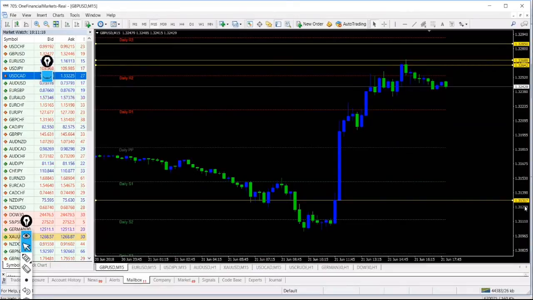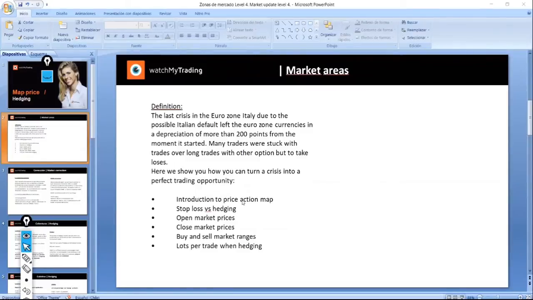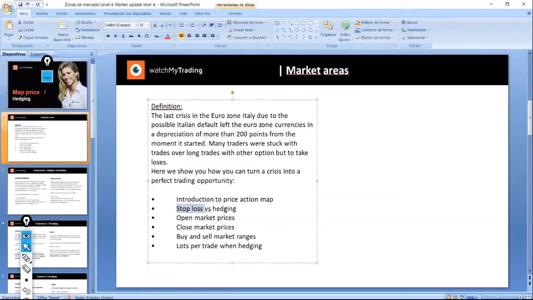So let's go ahead and first go step by step on how you take advantage and how you understand this concept that I'm mentioning here. How to set up your price action map, how not to use stop loss but to hedge, how to read the open, how to read the close, market prices, how to understand when a market range is for buyers and when it's for sellers, and of course when you trade, depending on how much you're trading with, what is recommended for you to do in terms of lot transactions.